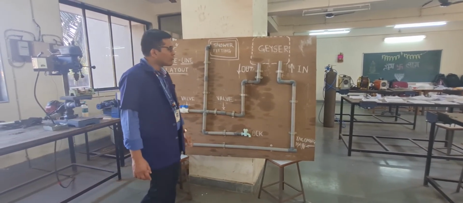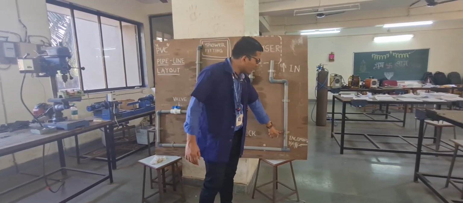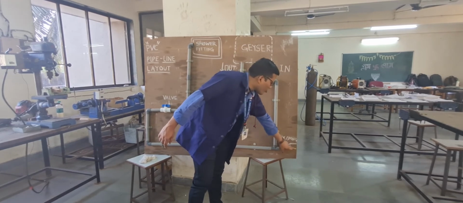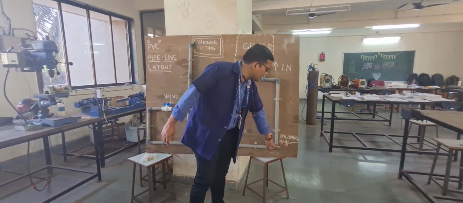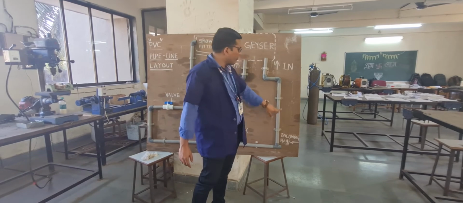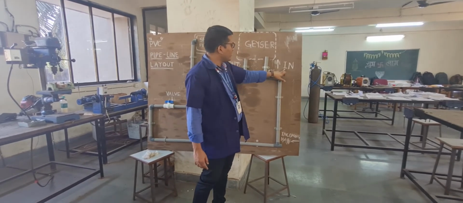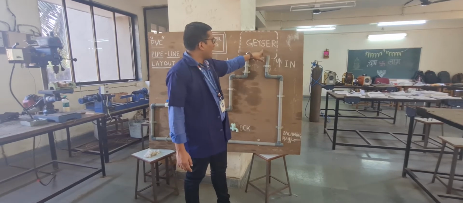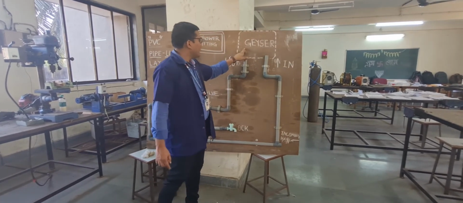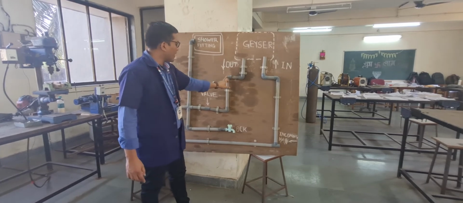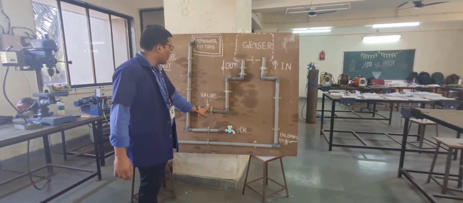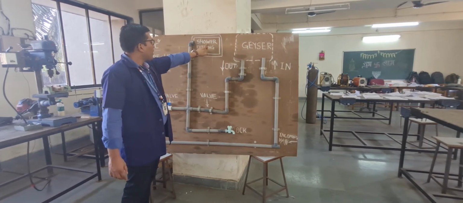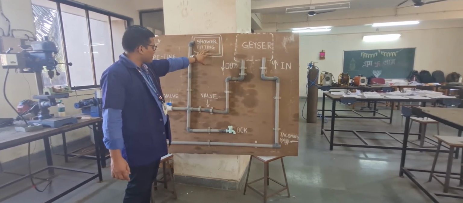Now, how does the application work? From the T, the incoming main, cold water is coming through these pipes, and from this it flows to the geyser. This is the geyser inlet, where water comes in. After it is heated, it comes out at the outlet, passes this valve, and goes to the shower. And we get hot water.